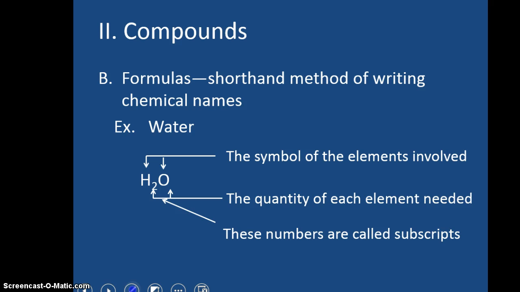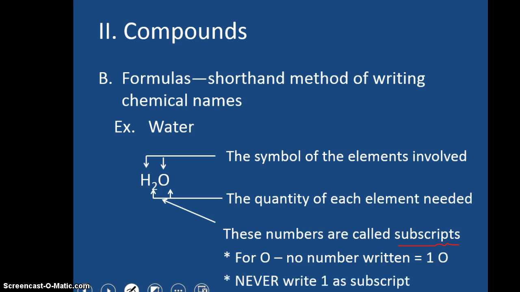Those numbers are called subscripts, and it is important to know that that is a vocab word. For oxygen, there's no number written, and that means that there's 1 oxygen. Never ever write 1 as a subscript.